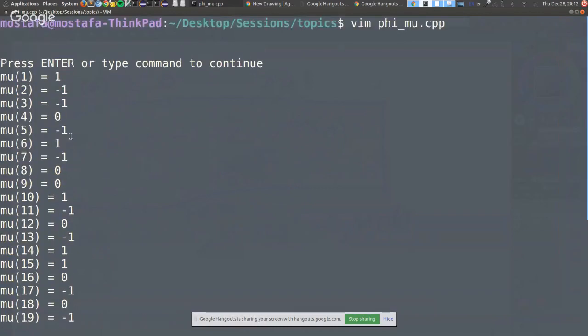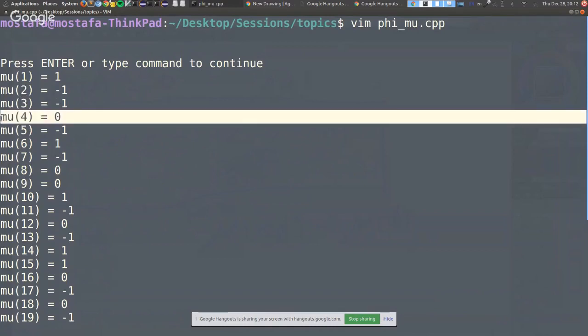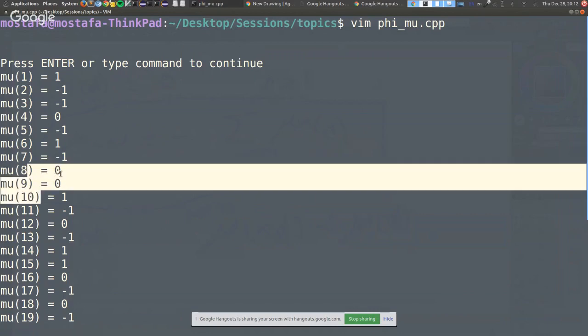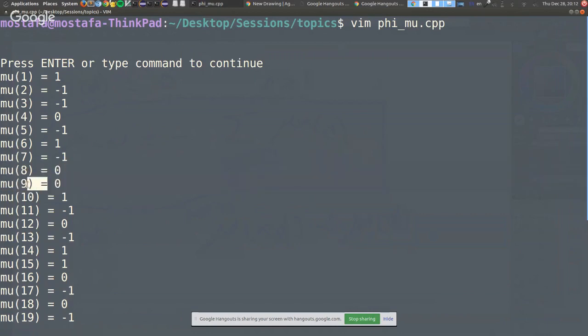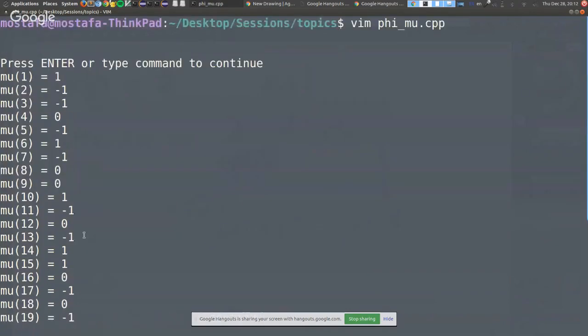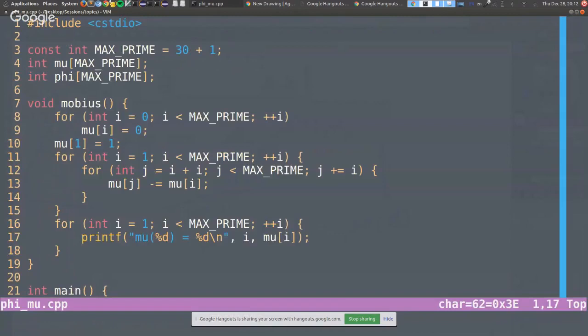As we can see here, the 2 is prime, 3 is prime. The 4 here is divisible by 2 squared, so it's 0. 5 has 1 prime. The 6 has 2 primes, so the product is 1, and so on. The 8 and 9 are divisible by 2 squared and here 3 squared. As we can see here, these are the values of the mu. So this is how we can compute the Mobius function.